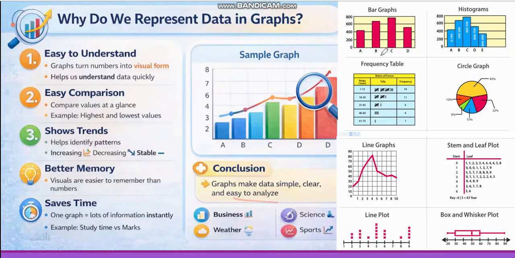There are different types of graphs like bar graph, histogram, frequency table, pie charts. This is a line graph, and also there are some other techniques like stem and leaf plot, line plot, and box and whisker plot. Now we will proceed to the questions.